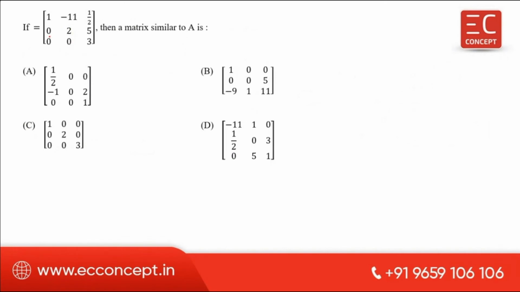See, there is a question: if a matrix is given, then the matrix similar to A is. Here this is the matrix A. This question is somewhat difficult, but it's a very simple question. If you look at this, this is the upper triangular matrix, right? For an upper triangular matrix, what is lambda? 1, 2, 3, that is the eigenvalue.